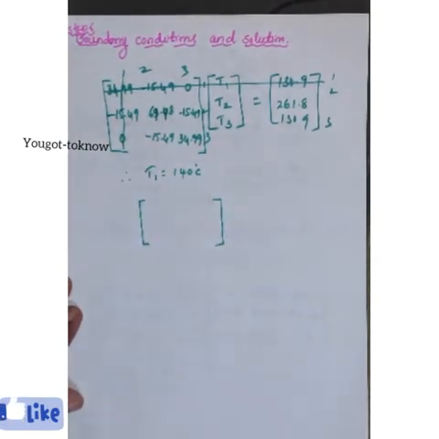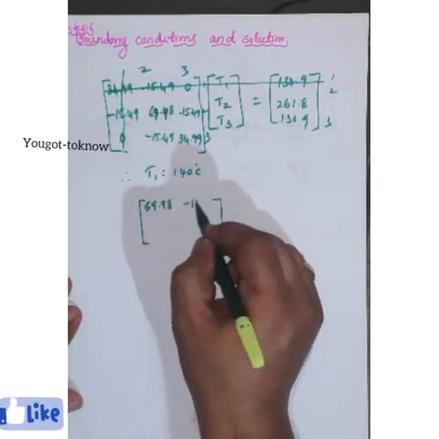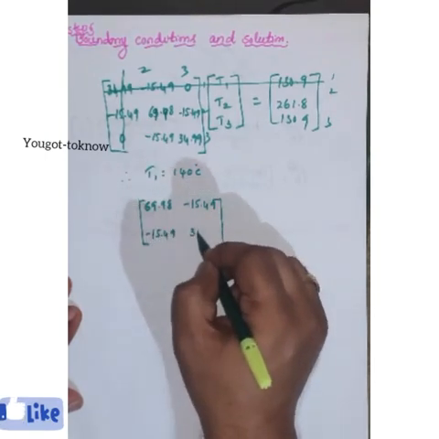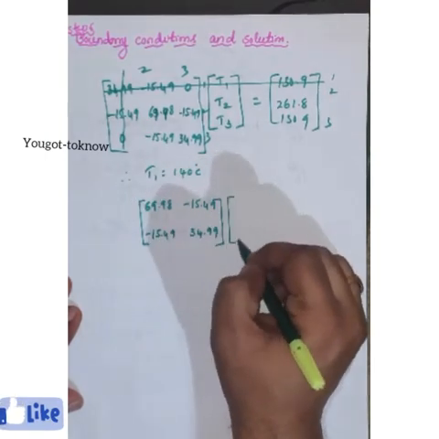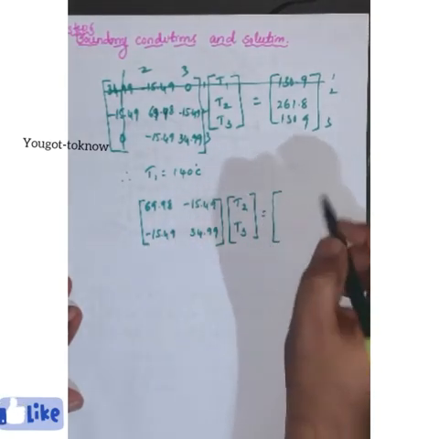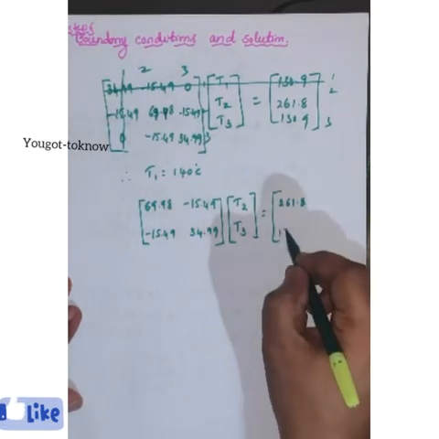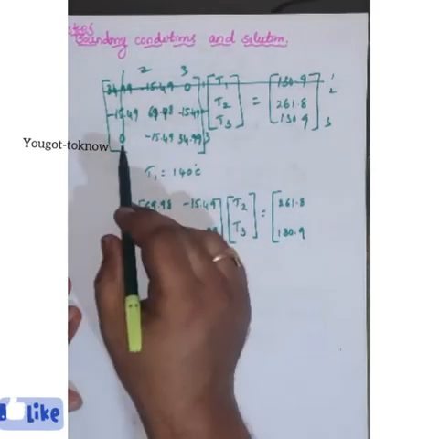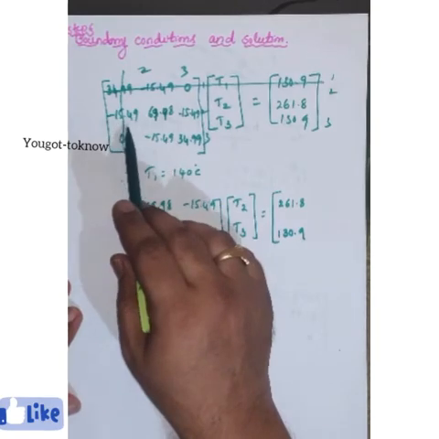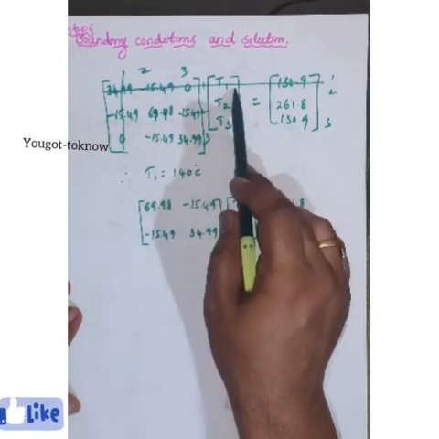If you reduce your matrix, see this is 69.98. The matrix will be modified: minus 15.49, then minus 15.49, 34.99. What is the value here? You are going to get T2, T3, which you want to determine, equals 261.8, 130.9. But here 0 into T1 is 0, no value will come. But if you observe here, the second equation, you cannot write like this because this equation is different. Minus 15.49 into T1 is there.